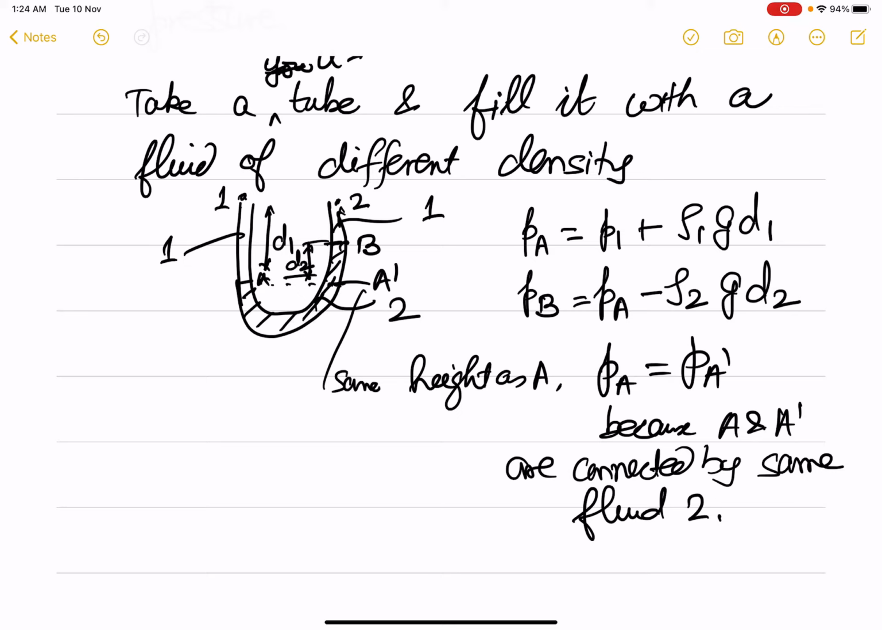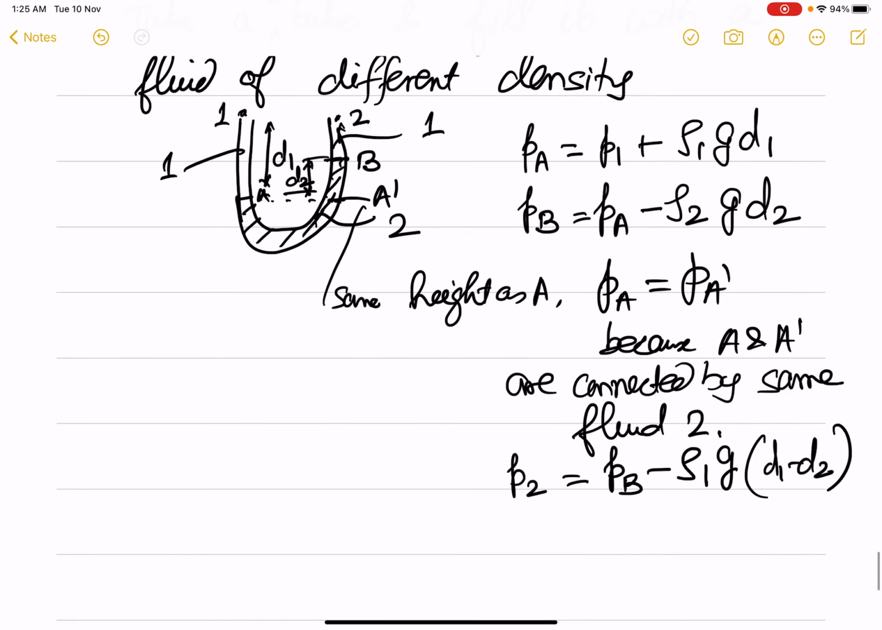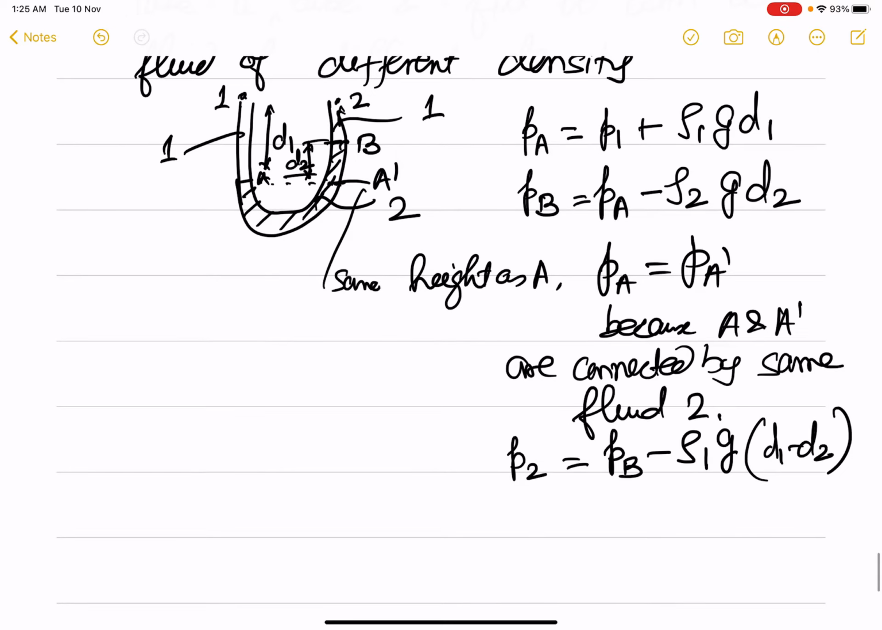Now once I move to B, I can go from there to P2. So P2 will be equal to PB minus rho 1 G times, and this distance will be D1 minus D2. And eventually when you work out, what you will see is rho 1 G times D1 minus D2 will go away, and what you will be left with will be only D2. So you can then work out the difference between P1 and P2 using equations like this.